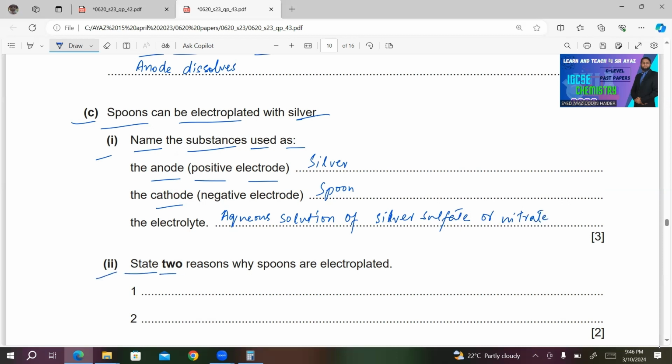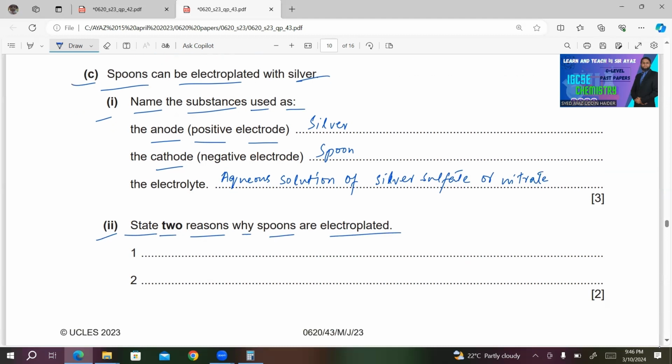Number 2, state 2 reasons why spoons are electroplated. In order to improve the appearance and prevent corrosion. Improve appearance. Number 2, prevent corrosion.